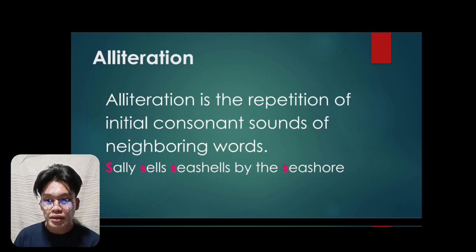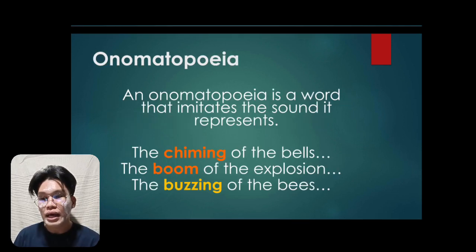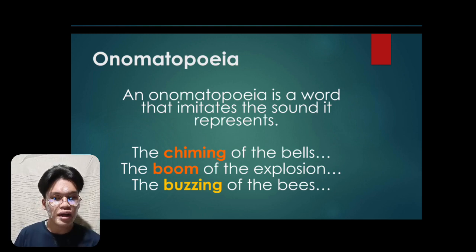So next is onomatopoeia. So what is an onomatopoeia? Is a word that imitates the sound it represents. So for example, the chiming of the bells. So of course, we can hear that bells chime, right? So that's why we use chiming of the bells.